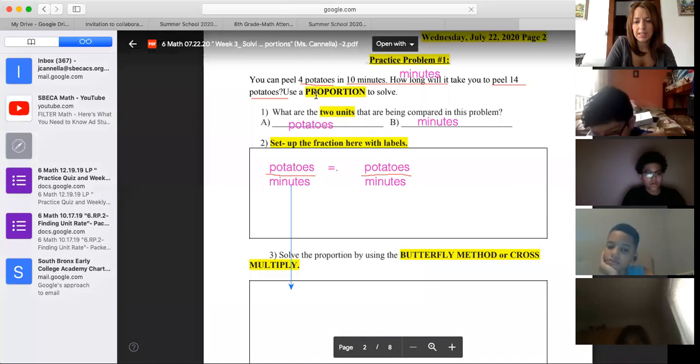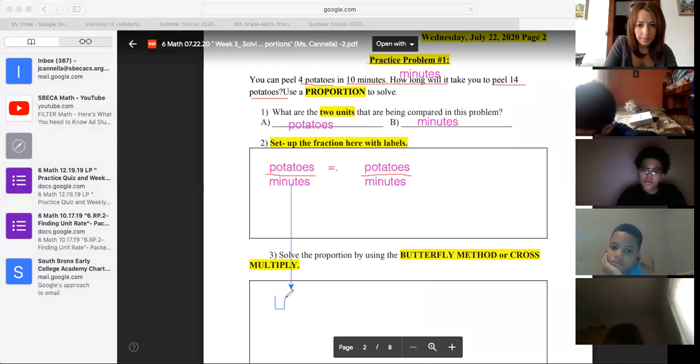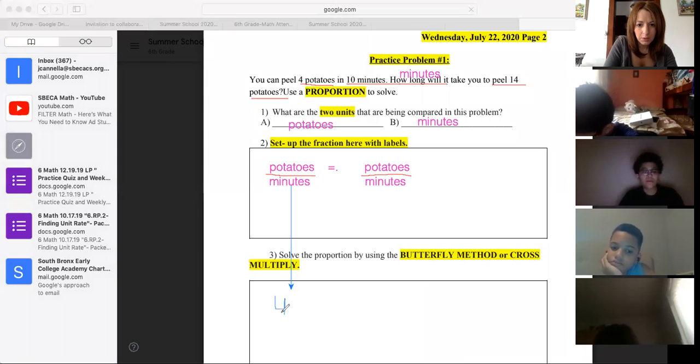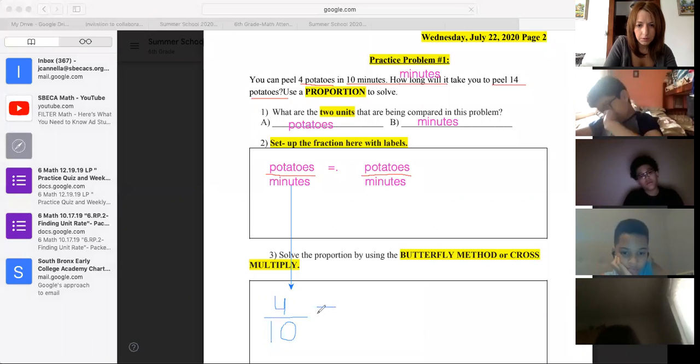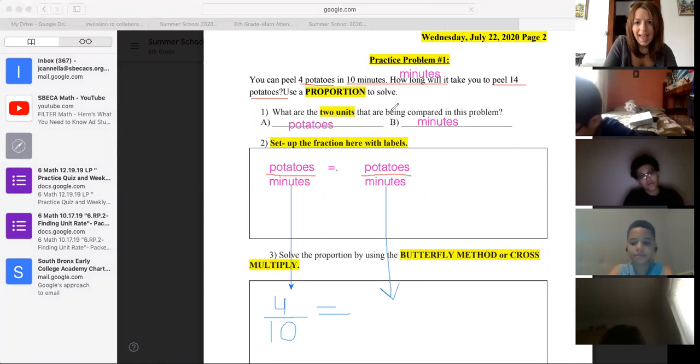So we got 4 potatoes in 10 minutes. So we're going to write 4 over 10 on the first part of our paper. So I'm going to take my pen. 4 is the potatoes over 10 minutes equals this part. How long? We don't know. We have to figure that out.